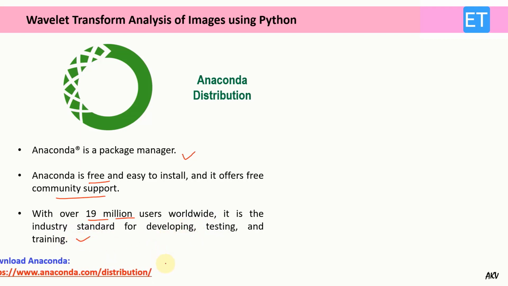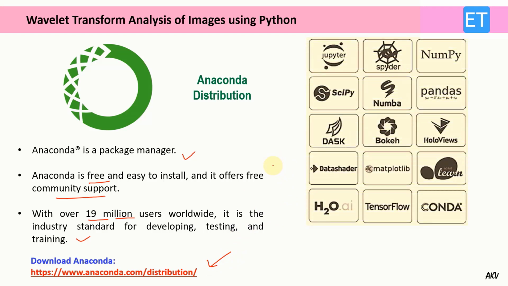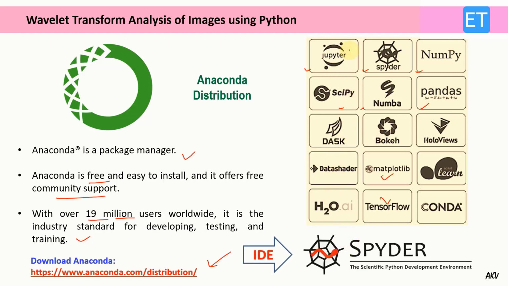You can download Anaconda from this link. The link is given in the description also, or you can search on Google. It is very rich in packages. It has more than 7,500 packages. It includes Jupyter, Spyder, NumPy, Pandas, Numba, SciPy, TensorFlow, Matplotlib, etc. All popular packages to develop your code. And the Spyder IDE is included in this Anaconda package.